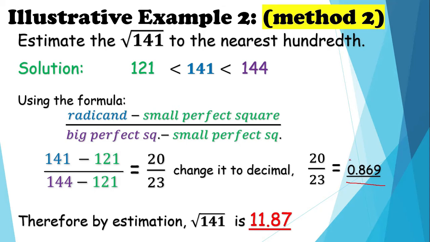Kung mapansin nyo, siya ay 0.869. So nakuha natin yung niround off natin yung 6 by 9, kaya naging 0.87. And then, nilagay natin siya as the tenths and hundredths.